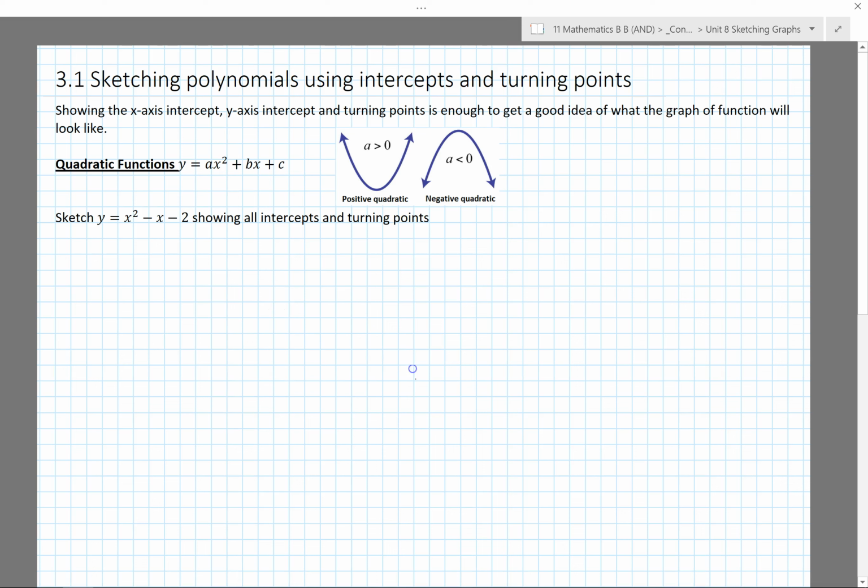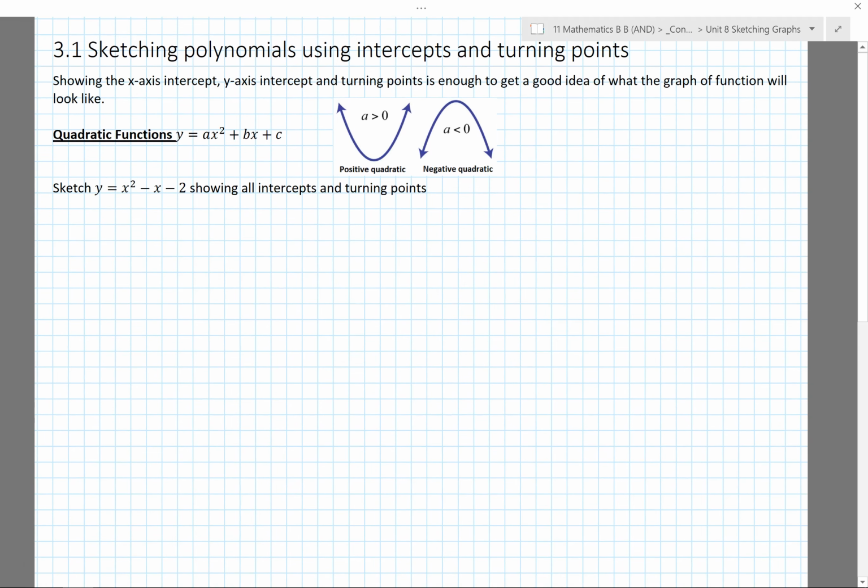So let's look first at quadratic functions. We're going to look at quadratic functions, cubics, and quartics. In a quadratic function, if the a value, the number beside the x squared, is positive, it'll be a happy face quadratic. Or if it's a negative quadratic, so the a is, say, -5, we'll have a sad face quadratic. Okay, so something to keep in mind.